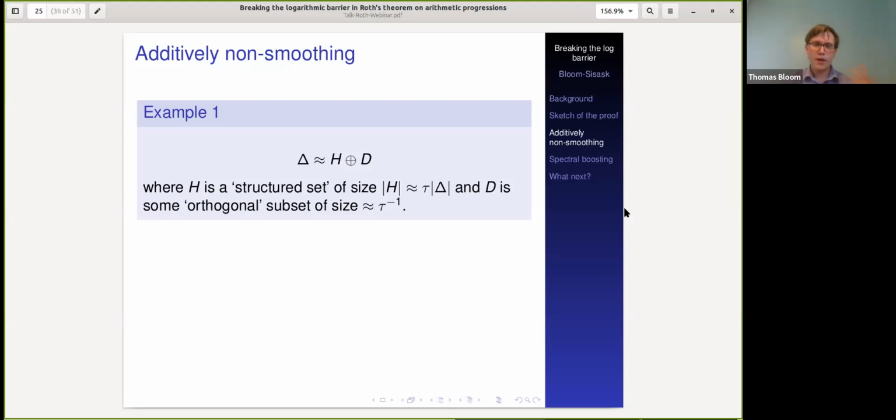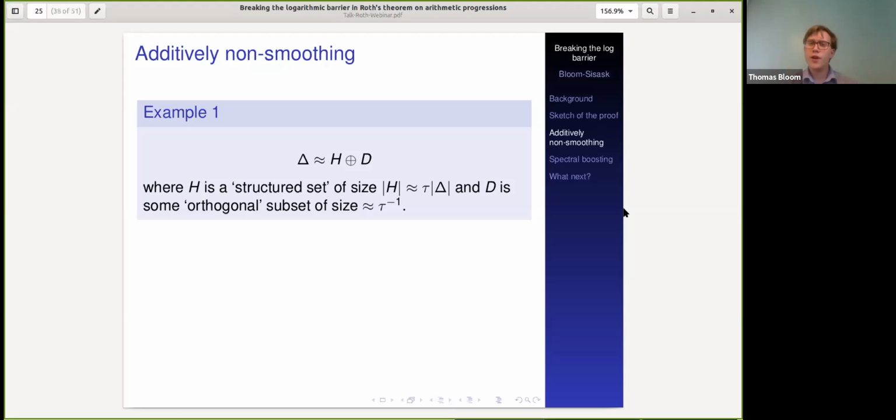Okay, so if I pick a structured H, some sort of random set D, which are orthogonal in this way, and I consider their sumset, then it turns out that this is indeed additively non-smoothing. Here the correct choices of size are: the size of H should be tau times the size of delta, where tau is whatever tau I'm trying to achieve. So tau could be anything between delta to the -1 and 1. And D has size tau to the -1, which it has to be to make this work out, right? So the size of the left-hand side is the same as the size of the right-hand side.